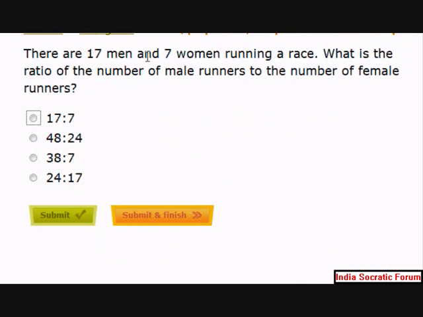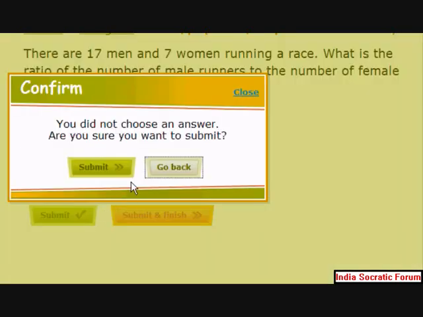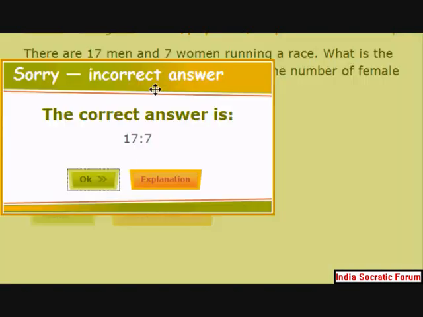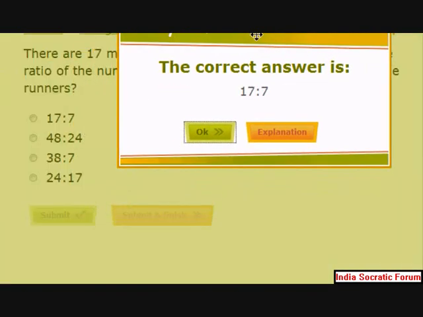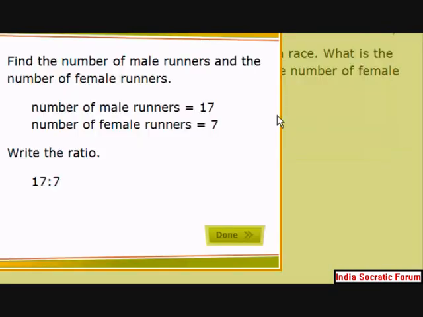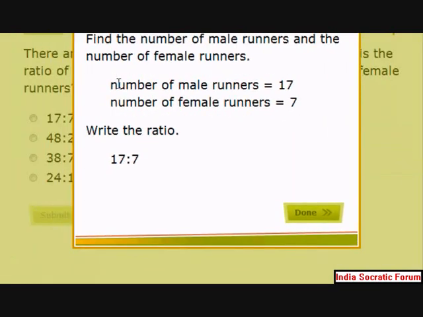There are 17 men and 7 women running in a race. What is the ratio of the number of male runners to the female runners? Read it loud. Good. The correct answer is 17 is to 7. Write it down. Number of male runners, number of female runners. Write the ratio as 17 is to 7.